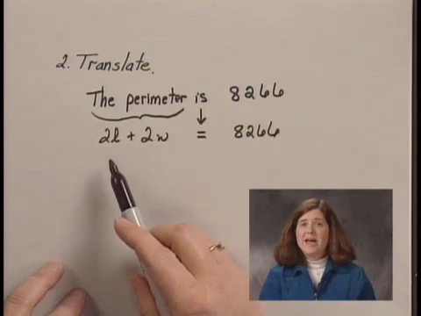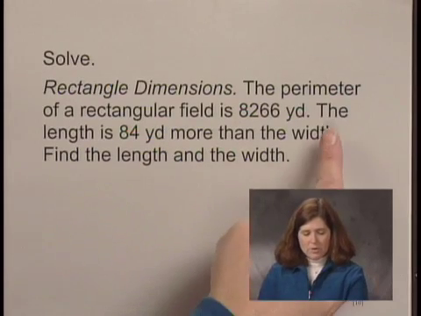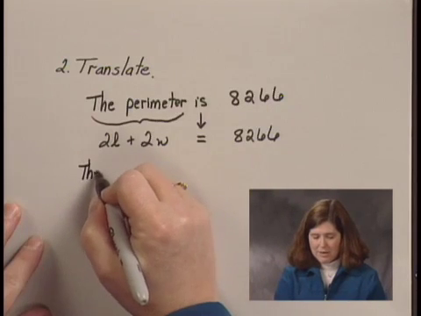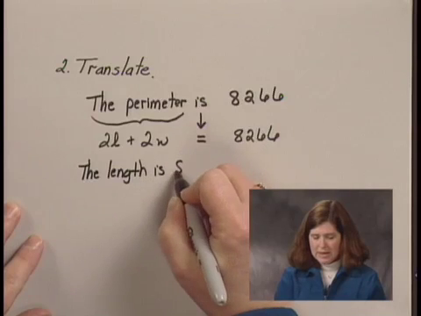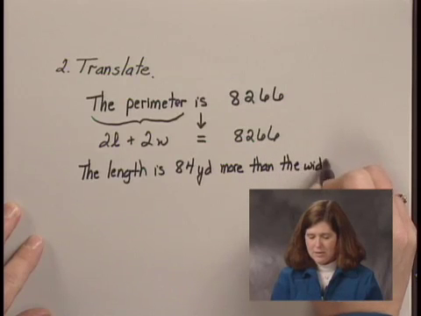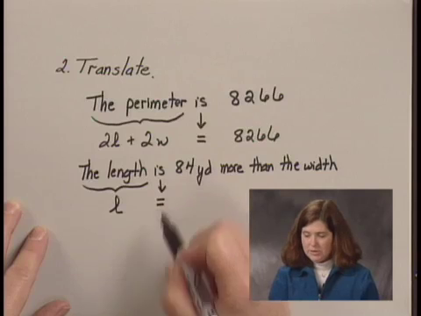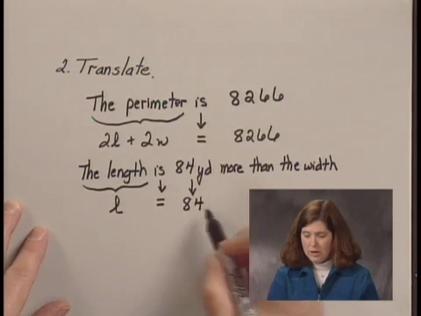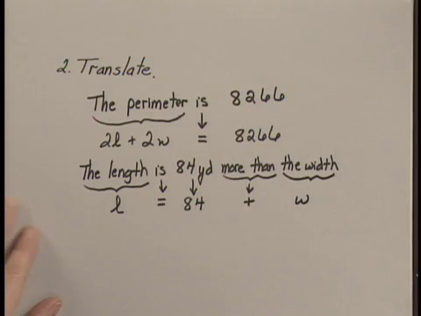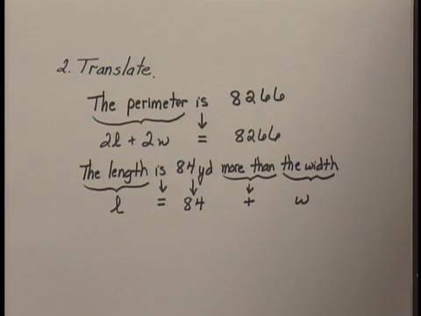Since we have two variables, in order to solve for L and W, we need another equation. And here's where you might look back at the problem and ask yourself what other information is given. Well, we were given that the length is 84 yards more than the width. So I'm going to write that. The length is 84 yards more than the width. Translating that to mathematical language, the length we called L translates to equals 84 yards, we'll write as 84. More than is addition, so we'll write plus, and the width would be W. Now we have two equations with two unknown variables, and we can solve those equations as a system of equations now and find our solution.